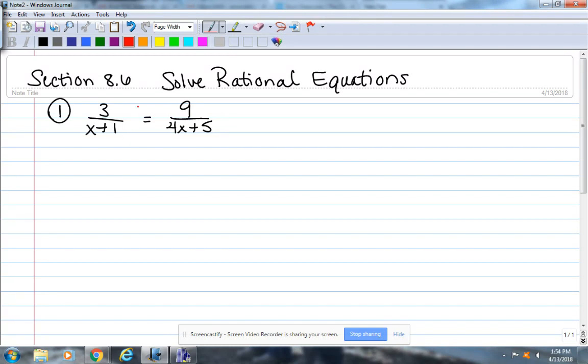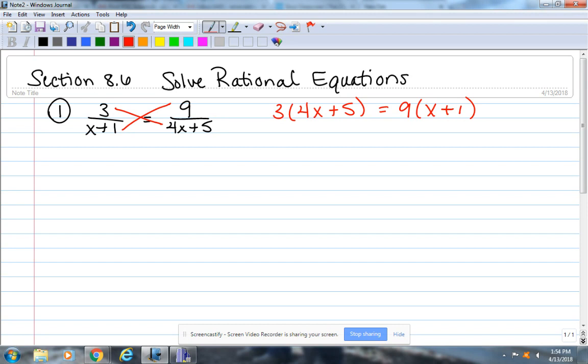So cross multiply means you take this numerator and multiply it times this denominator. So I'm going to set this up, 3 parentheses, 4x plus 5. And then we cross multiply this side, which is going to be 9 times x plus 1. So you set it up. This one times this one equals this one times this one. Okay?